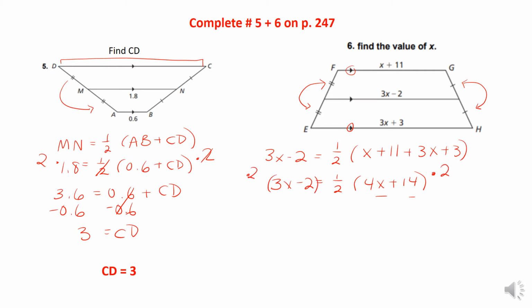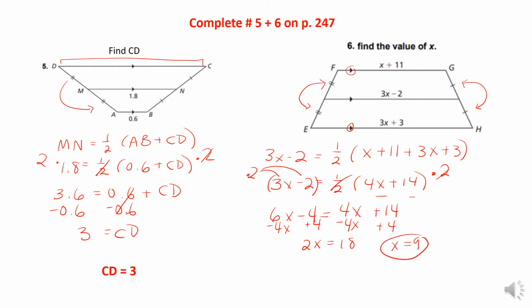The important thing to remember is to put parentheses on this binomial so that you remember to distribute. So I get 6x minus 4 equals, those are canceled, 4x plus 14. So I'm going to subtract the 4x from both sides. I get 2x, and I'm going to add the 4 to the other side, equals 18. So x equals 9.